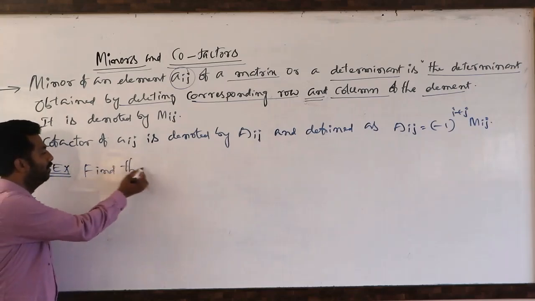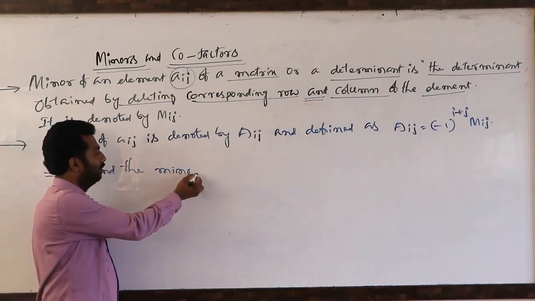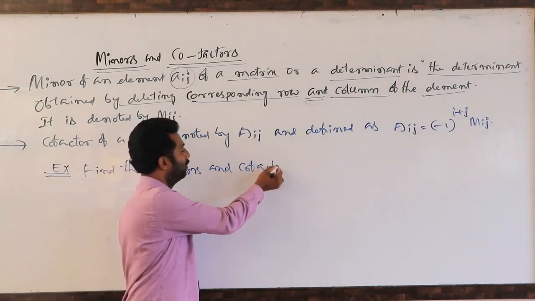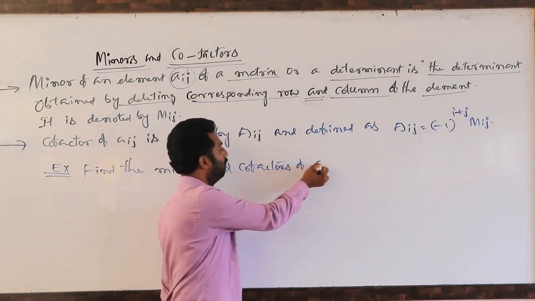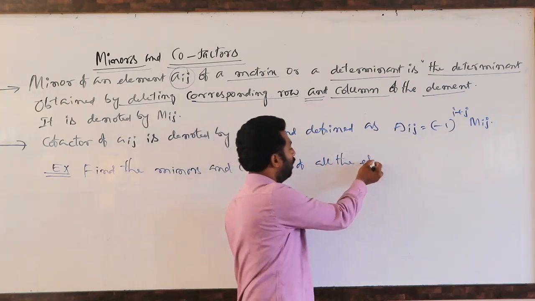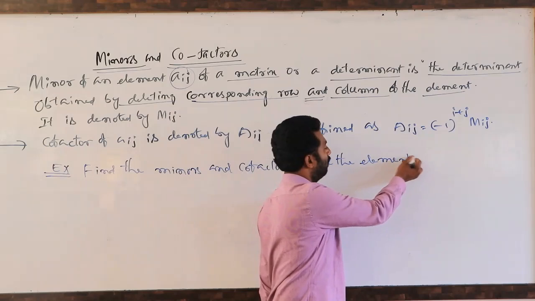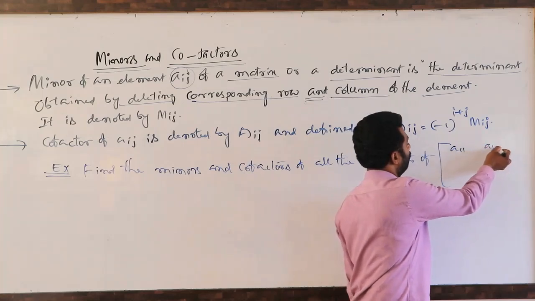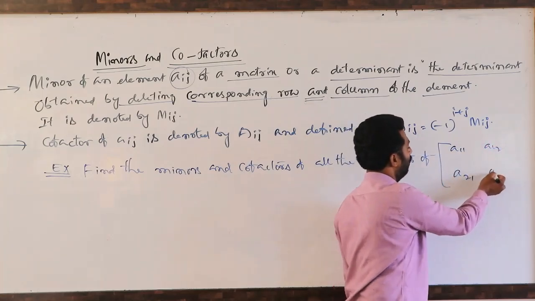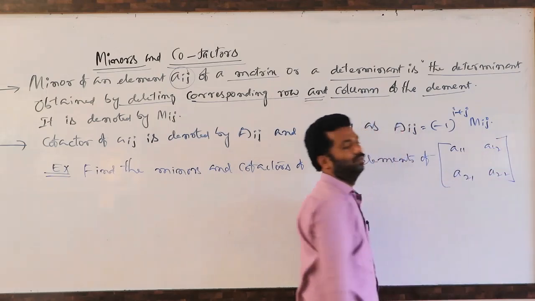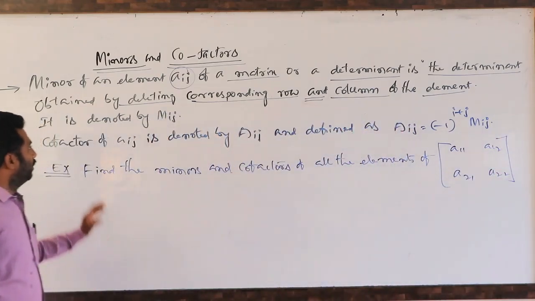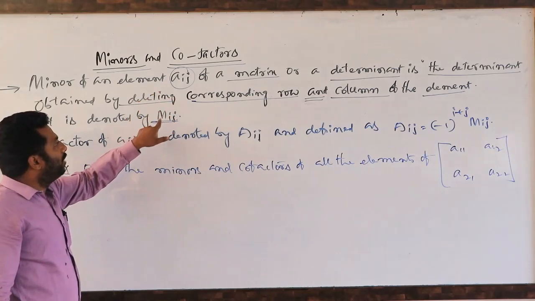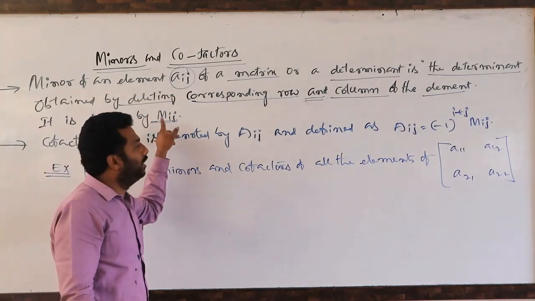Find the minors and cofactors of all the elements of one square matrix: A11, A12, A21, A22. Generally, minor of one element means Mij. Aij minor means Mij. A11 minor is M11. See here.